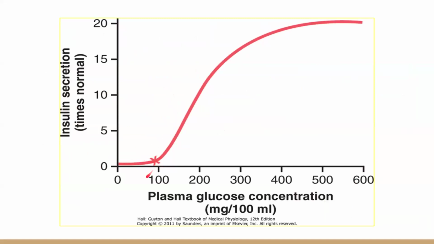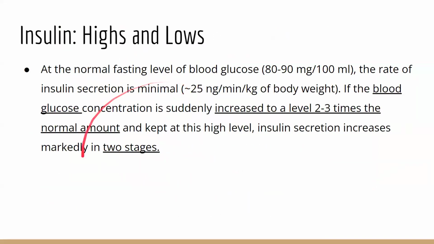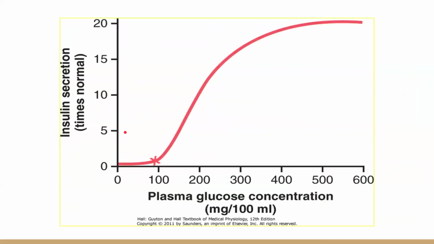So you can see from the graph. But then if you increase the blood glucose concentration to 200 or 300, now your blood insulin secretion levels will be really high. So if you plot up from the x-axis and match it to the y-axis, it's going to be 10 times normal, which is true, which we did say here. So this graph basically proves it.